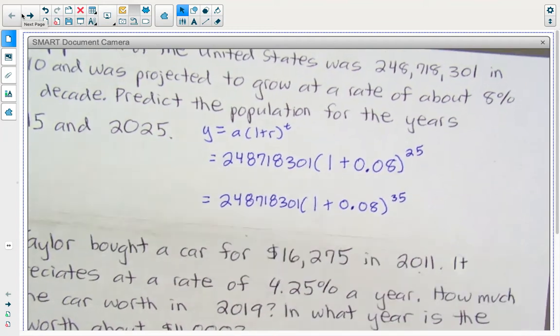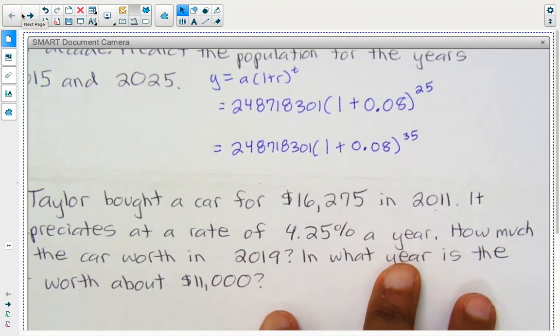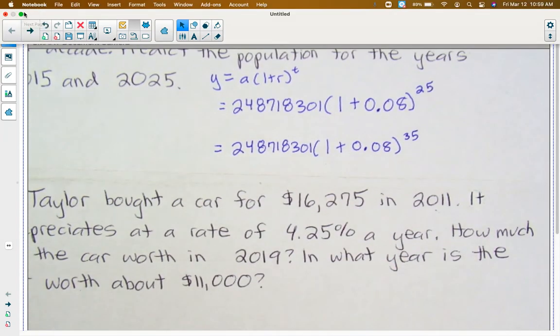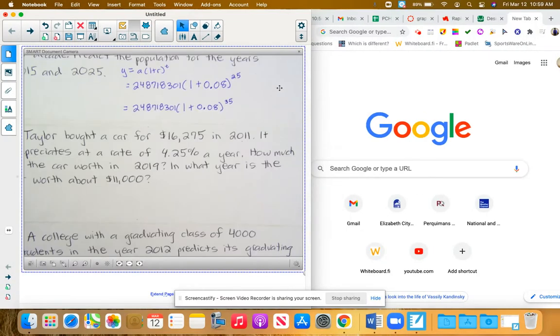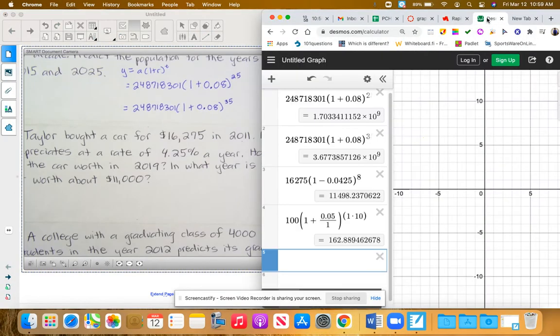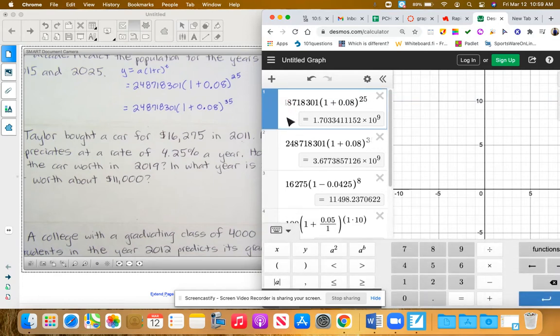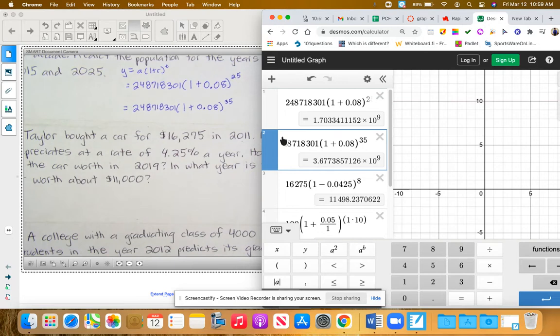So I've already typed those into Desmos. So let's see what Desmos has for us. And they're going to be extremely large numbers. They're going to be very, very big numbers. So that would be the first two ones that I did right here over here at Desmos. So this is the one after 25 years. So this is the one in 2025. And then this is the one in, the first one is the one in 2015. And the second one is the one in 2025.